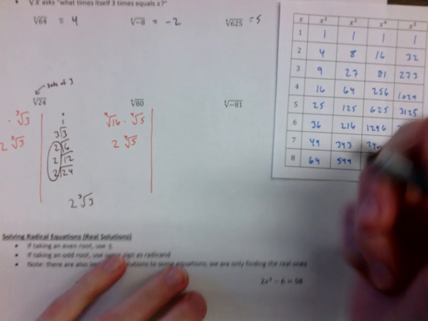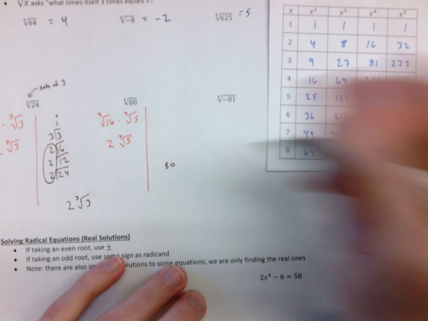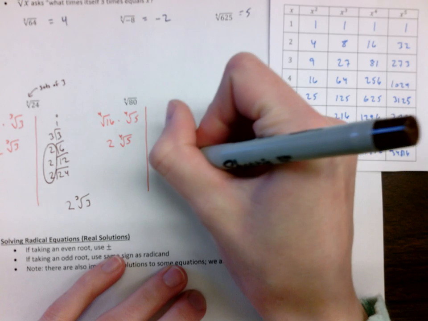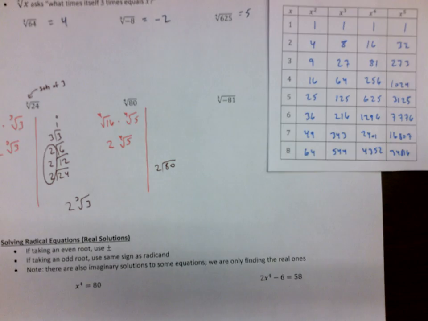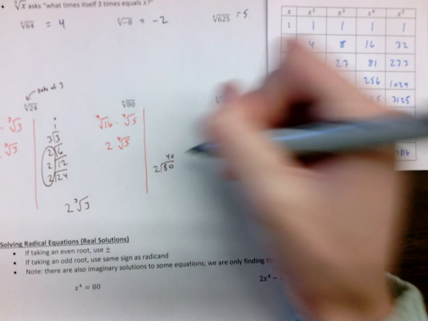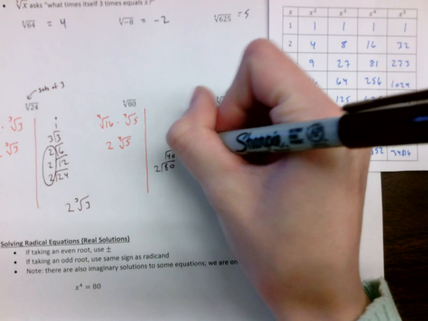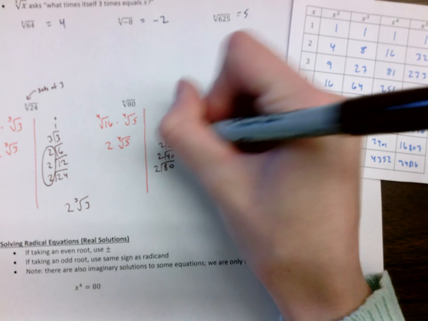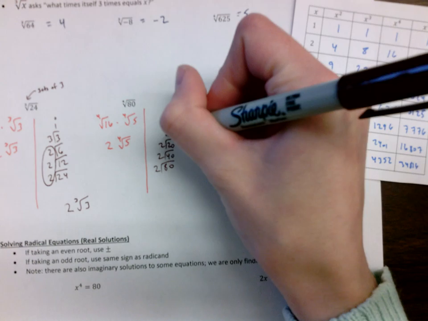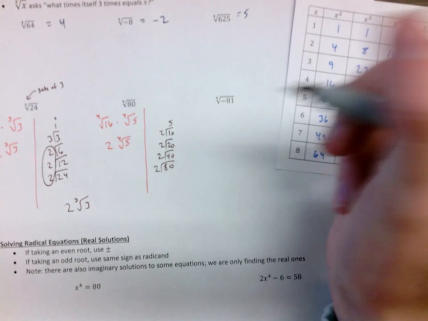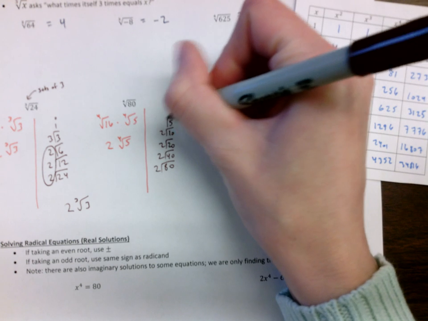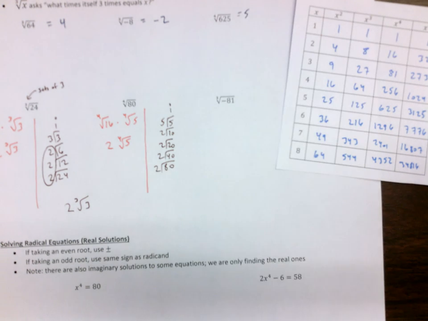Okay, if we were doing it the other way, then you'd start with 80. And again, I'm just going to divide by prime numbers. So I always start with 2s if they're available, right? So 2 goes into 80 40 times. 2 goes into 40 20 times. 2 goes into 20 10 times. 2 goes into 10 5 times. 5 is prime, right? That doesn't break down any farther. So 5 goes into itself once.